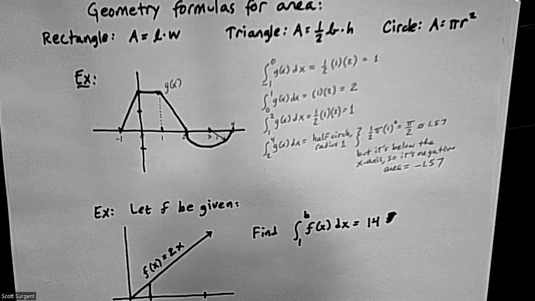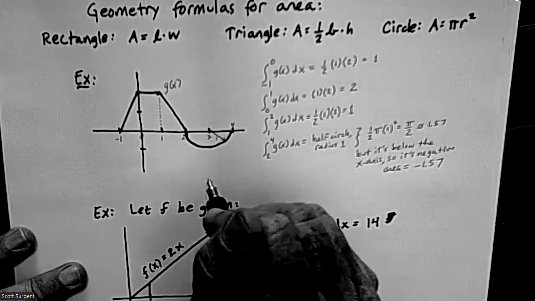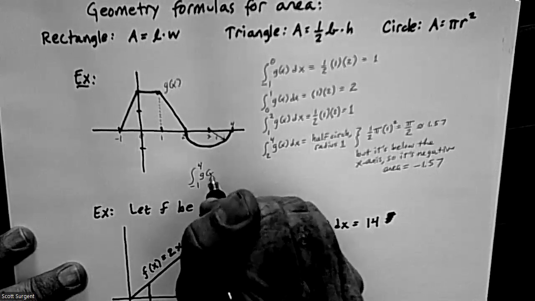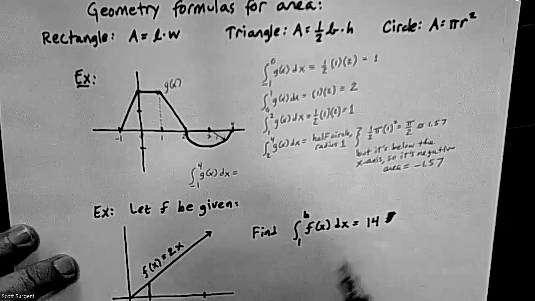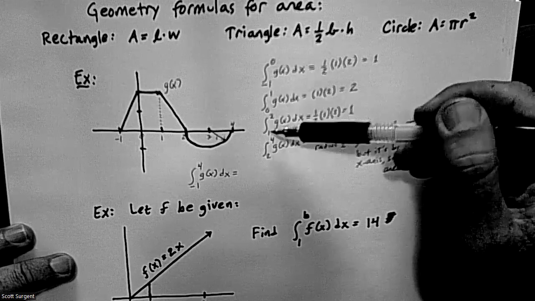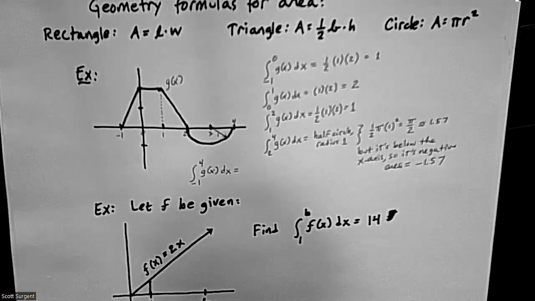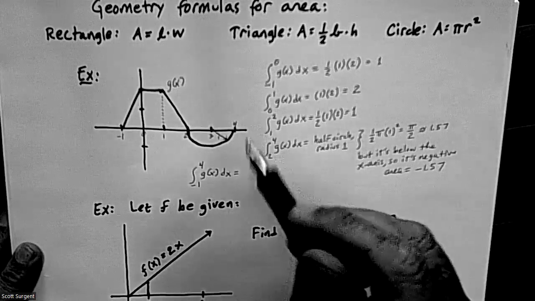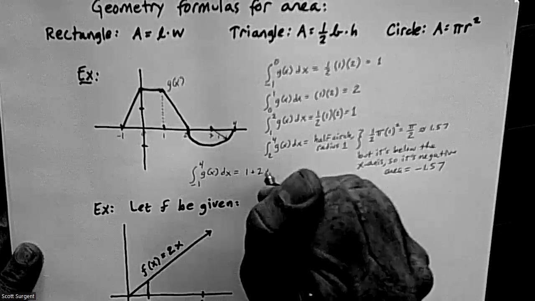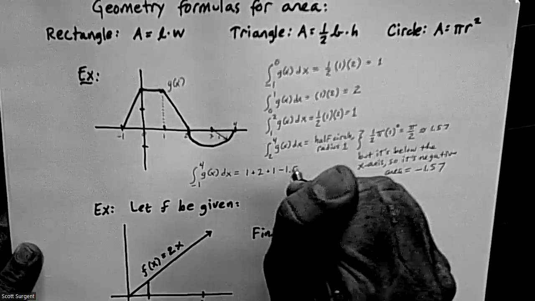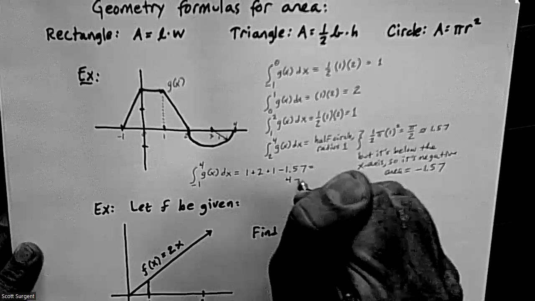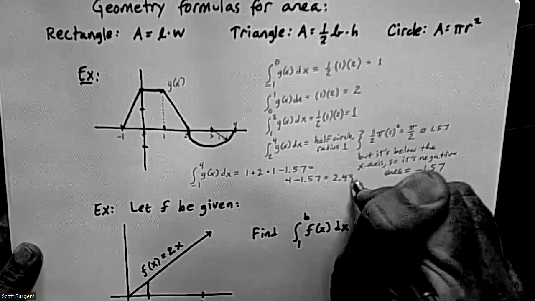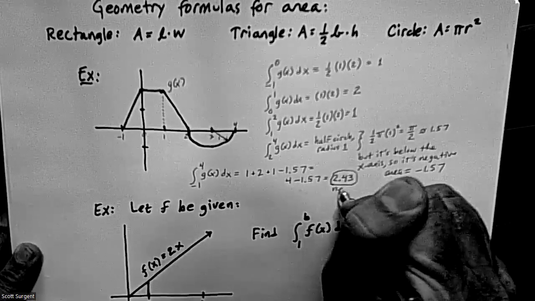Okay. So let's bring this one on home. Let's get the grand finale. How about the integral from -1 to 4 g of x dx? Now I did them all in little bits. I did from -1 to 0, 0 to 1, 1 to 2, 2 to 4. The whole integral from -1 all the way here to 4 will just be the sum of all the little bits we figured out here. 1 plus 2 plus 1, take away 1.57. So that comes out to 4, take away 1.57, which is about 2.43. And that's the net area.